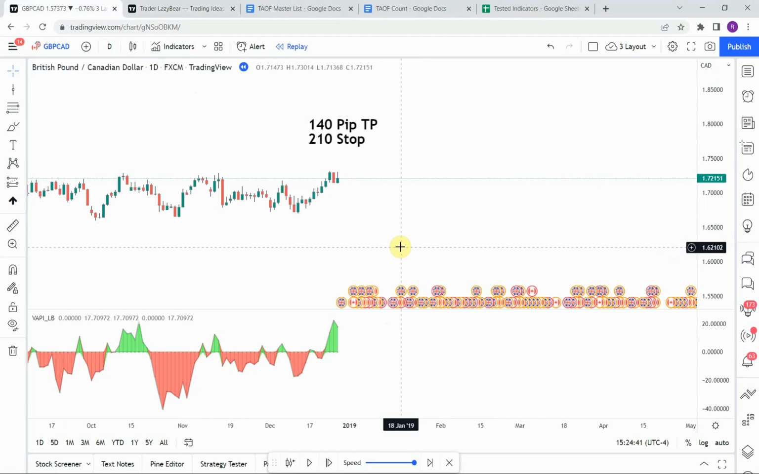Today, we will be testing the volume accumulation percentage indicator.